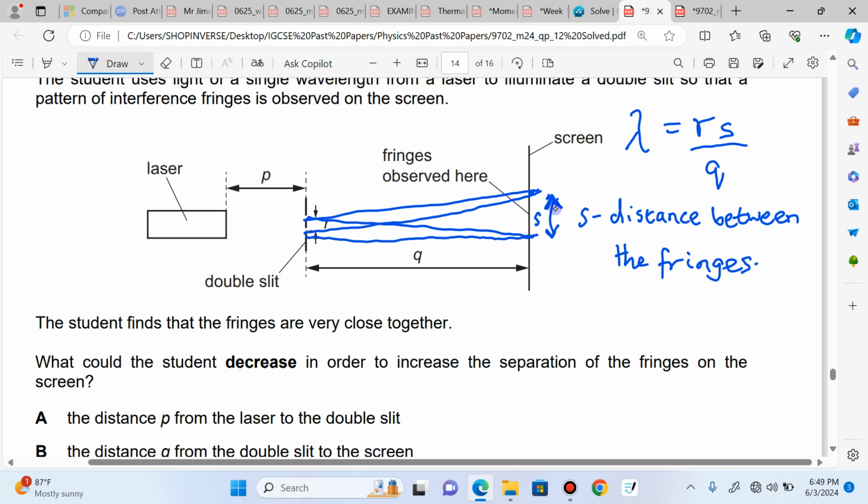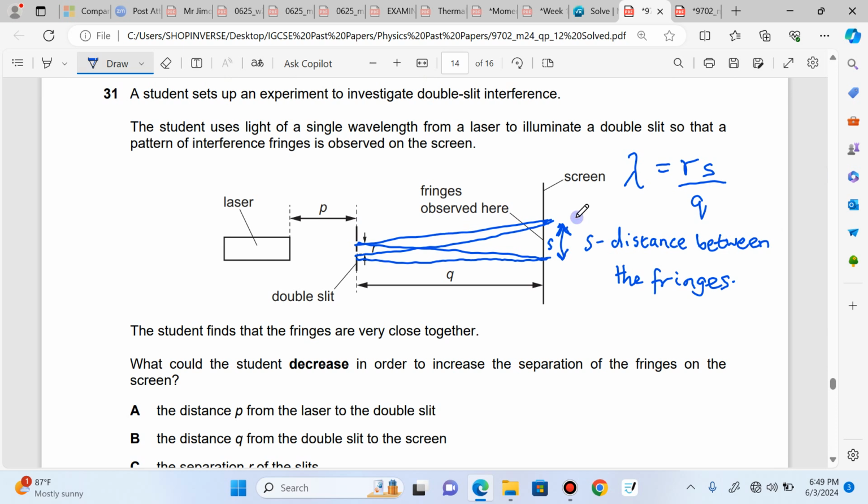Now the question has asked you, what could the student decrease in order to increase the separation of the fringes? What is the separation of the fringes? S represents the separation of the fringes. The wavelength is constant. Q is the distance between the double slit and the screen. So since wavelength is constant, what could the student decrease in order to increase the separation, in order to increase S? Let's make S the subject here now. That means S is equal to what? Take this one here and bring this one down here. So that will be lambda Q over R.